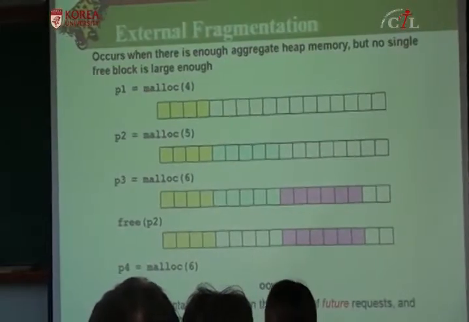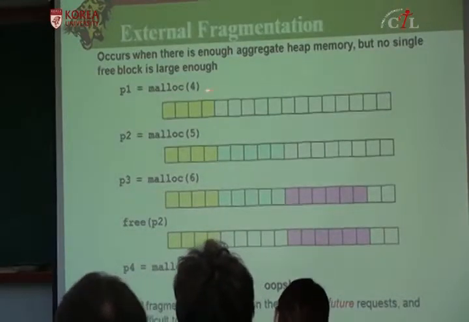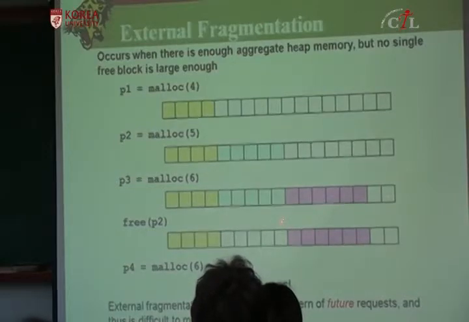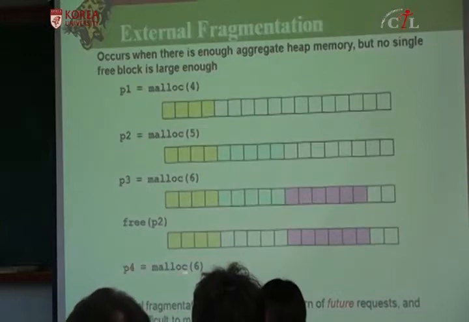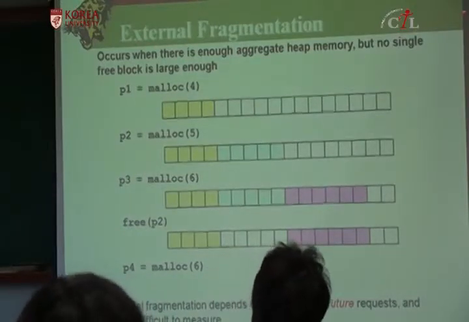And external fragmentation can be caused from the heap. Okay, let's look at the external fragmentation example. You request 4 using malloc, then 5 and 6, and you free the second block, P2. So this is free and this is free and this is entire. You ask for 6, but there is no contiguous chunk of 6 size block in the heap, even though the total free space is greater than 6, and this is called external fragmentation.